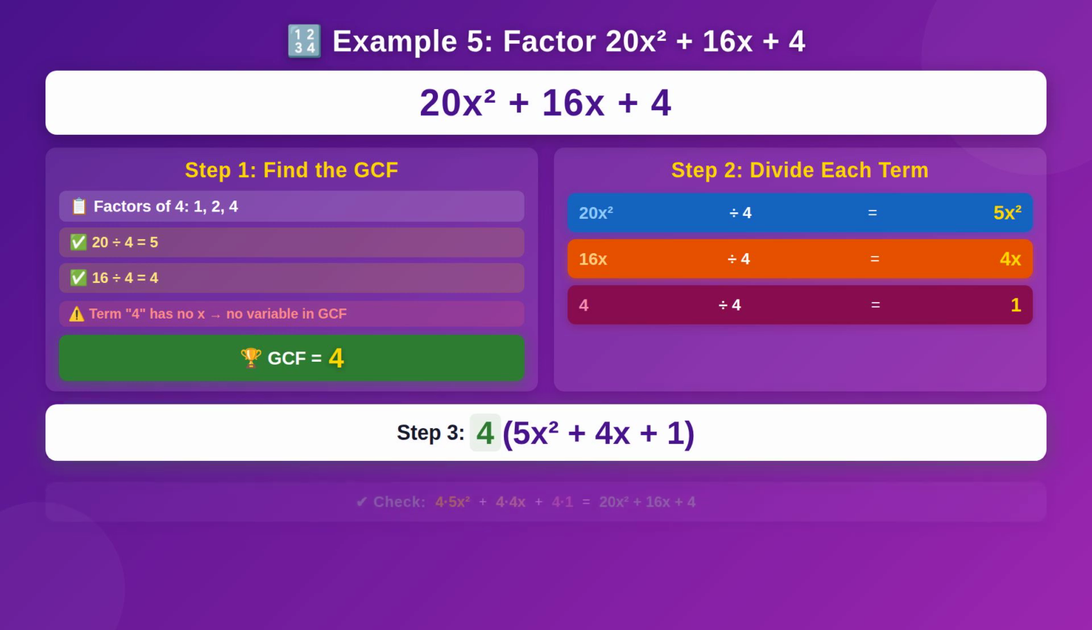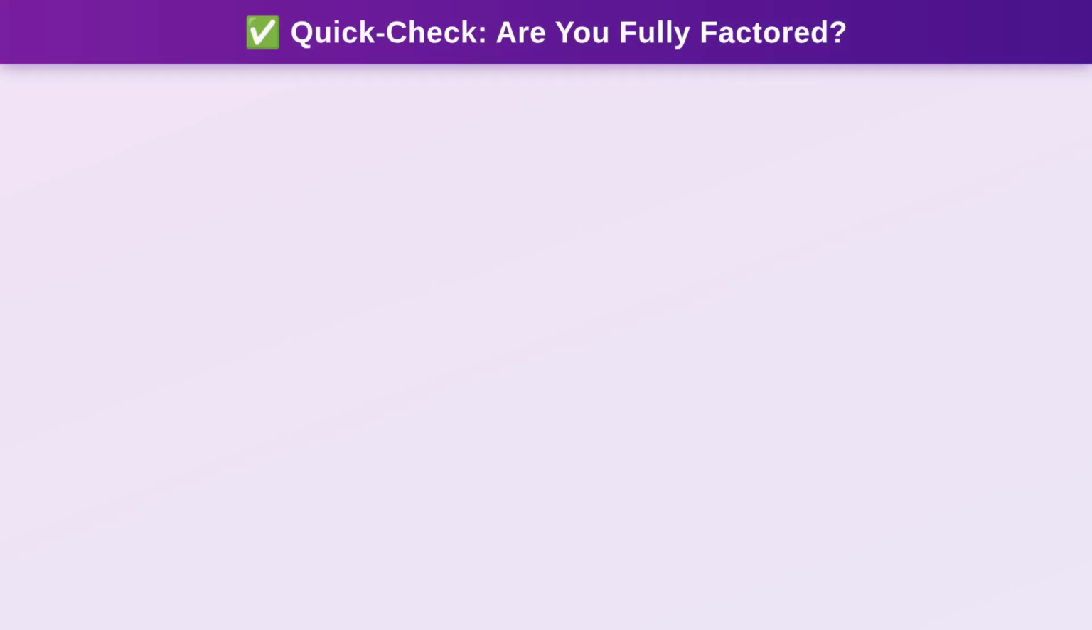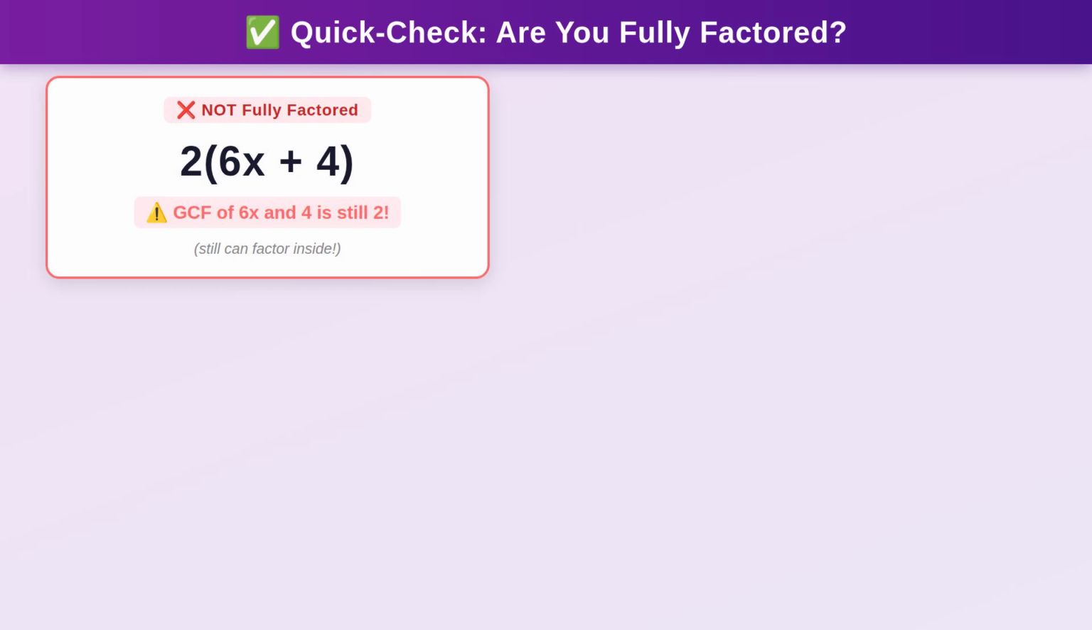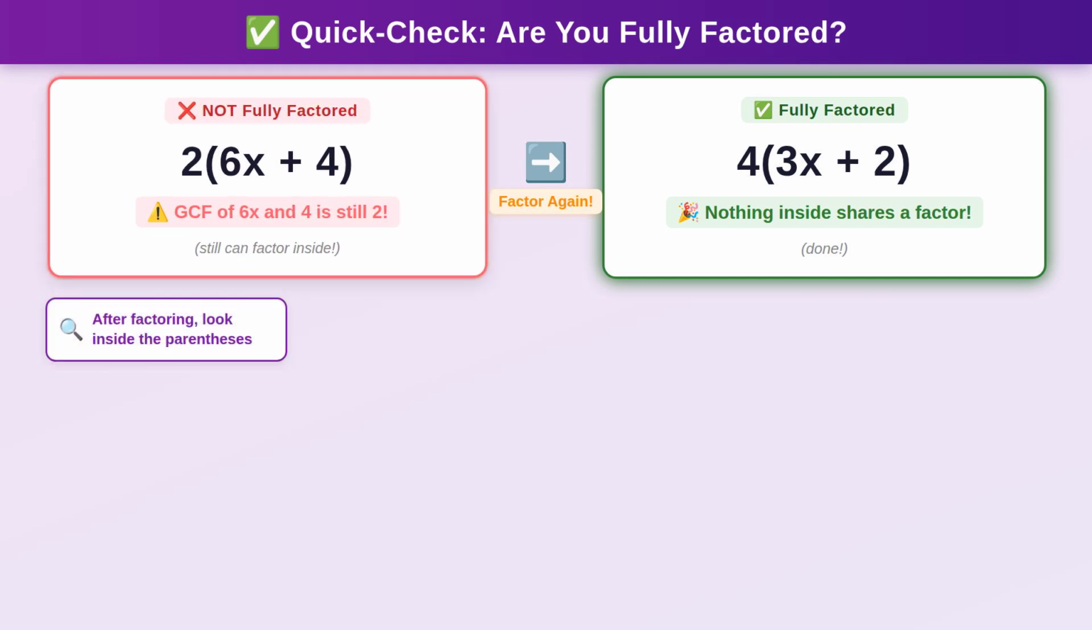Step 2. Divide each term. 20x squared divided by 4 is 5x squared. 16x divided by 4 is 4x. 4 divided by 4 is 1. Step 3. Write 4 times the quantity 5x squared plus 4x plus 1. Check. 4 times 5x squared is 20x squared. 4 times 4x is 16x. 4 times 1 is 4. We get 20x squared plus 16x plus 4. Maya is unstoppable.